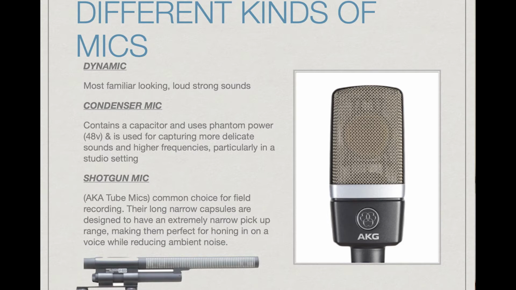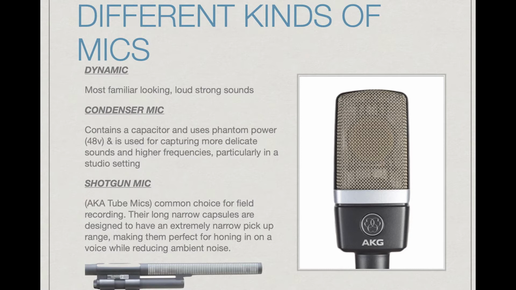Condenser microphones are used for capturing more delicate sounds and higher frequencies, particularly in a studio setting or in a treated room, which just means that you have put in the extra effort to make sure that the room you're in is avoiding reflections. Some of the downsides of a condenser microphone is it's more delicate in its make and model, so you have to be very, very gentle with it. It's definitely more expensive, and it's really not great at dealing with louder sounds.